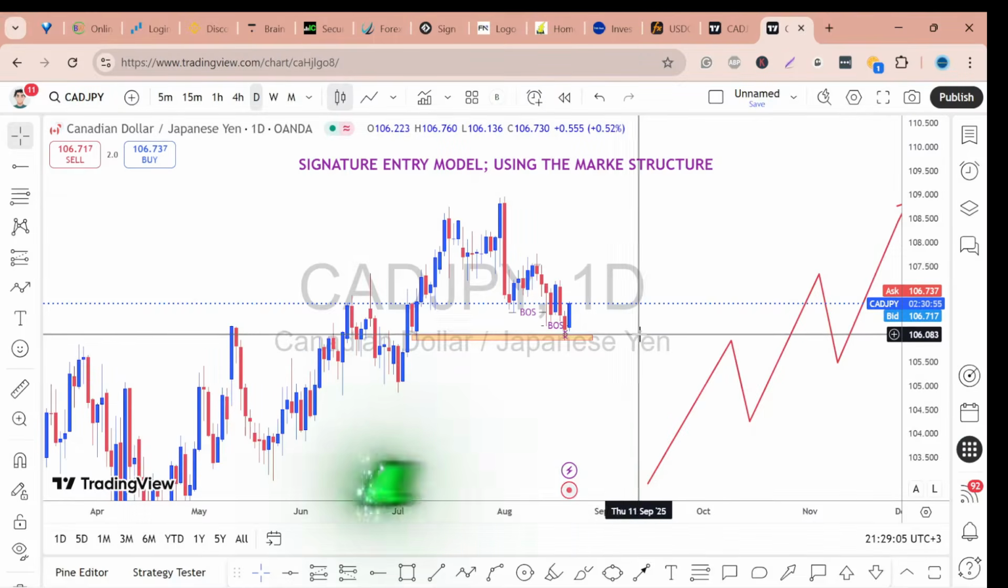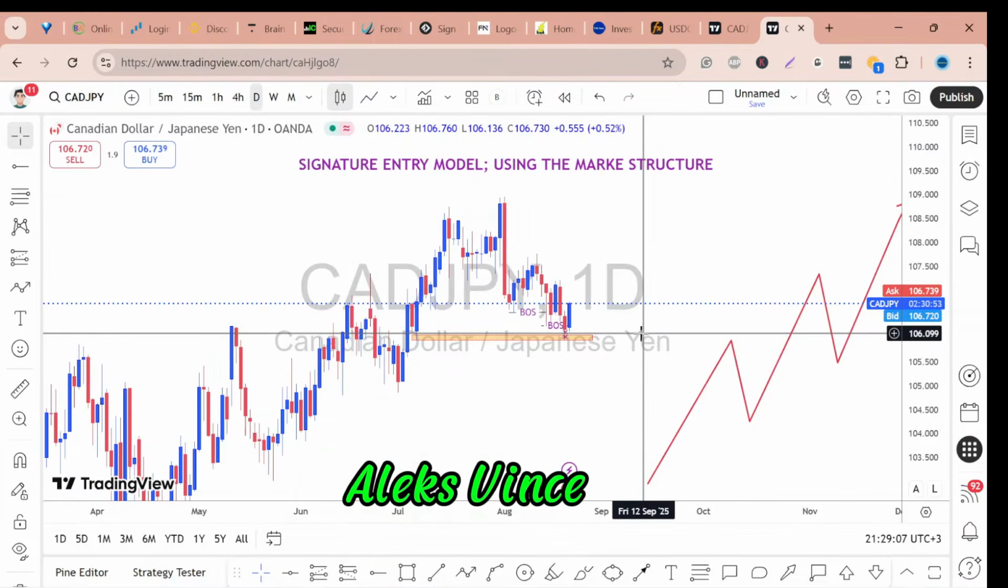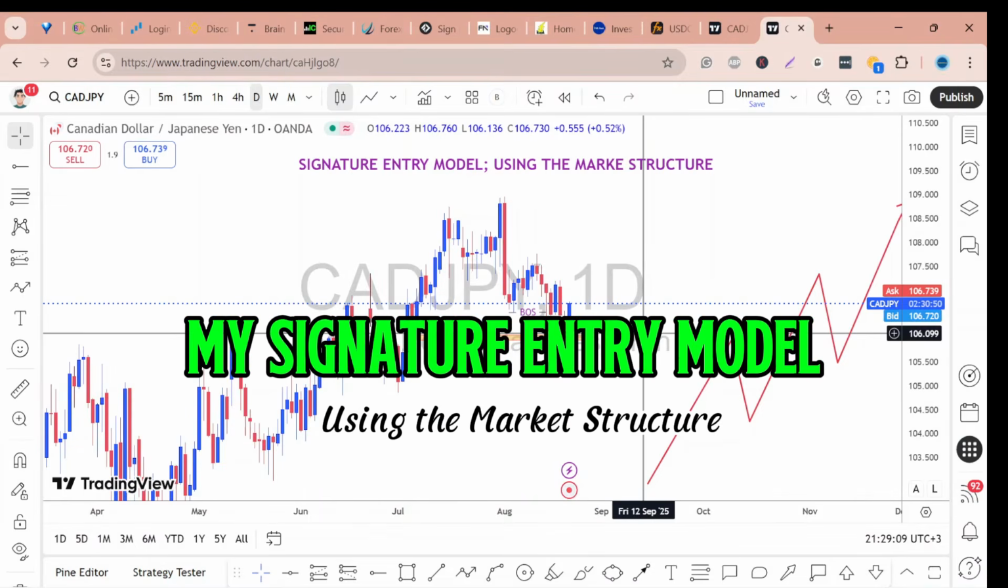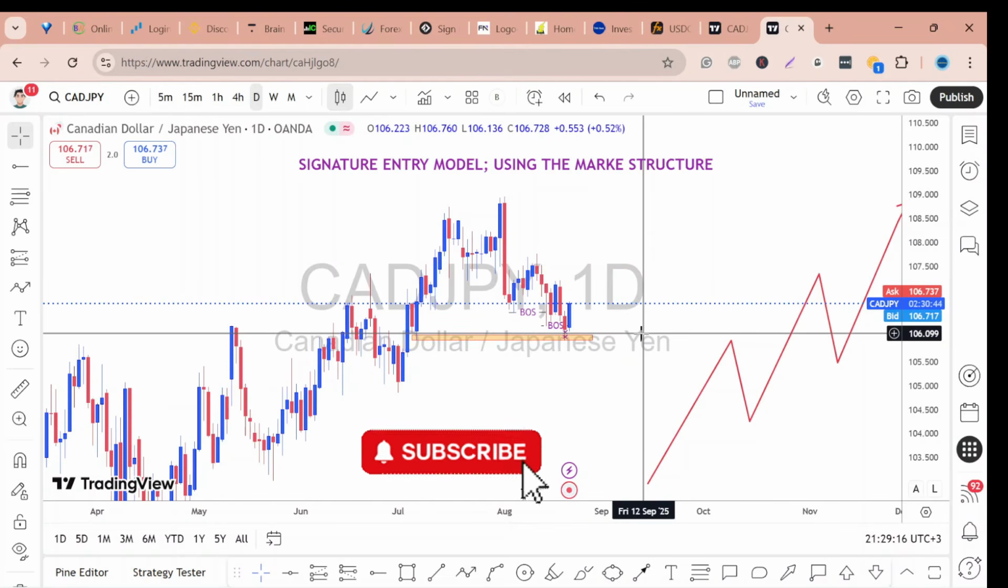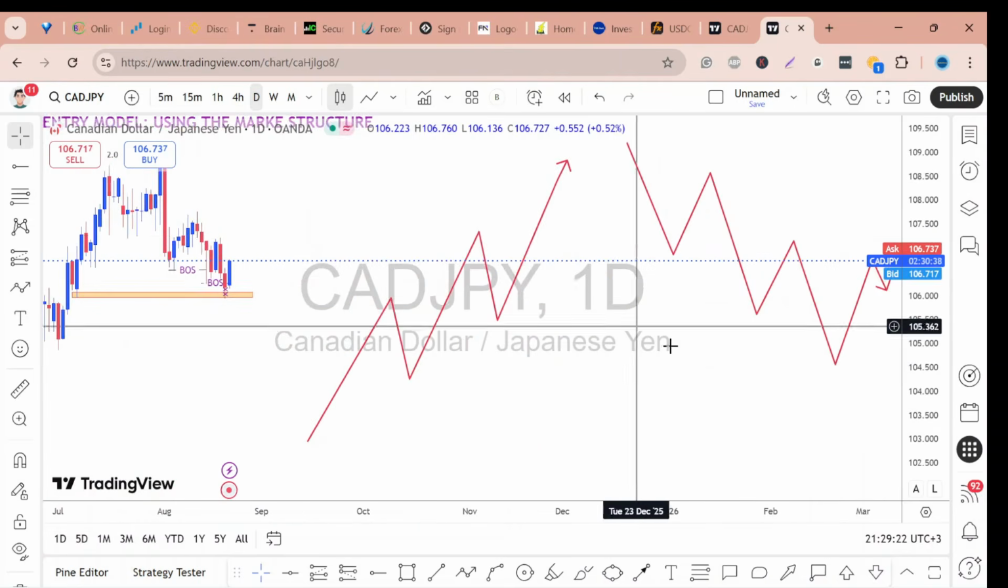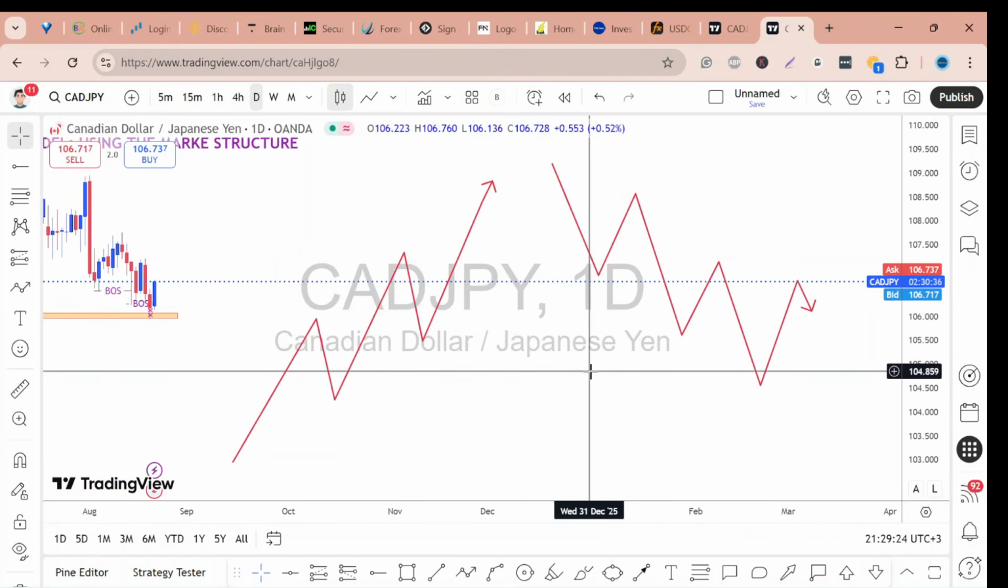Yo, what's up traders? In this video I want to show you my signature model that I use to make all entries when taking my trades. This signature model requires you to have a good understanding of the market structure, and therefore I will start by showcasing something small about the market structure.